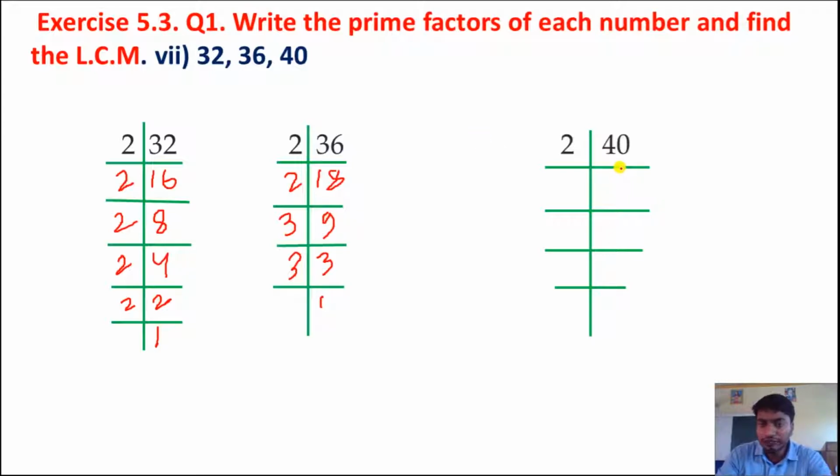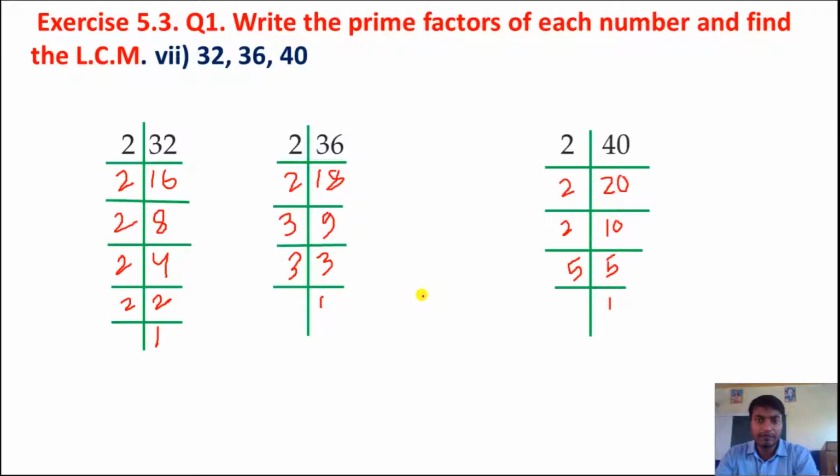Now we will divide 40. 2 twos are 4, that means 20 times. Again by 2, 10 times. Again by 2, 5 times. Now we will take 5: 5 ones are 5. Clear? So now what do we have to write?